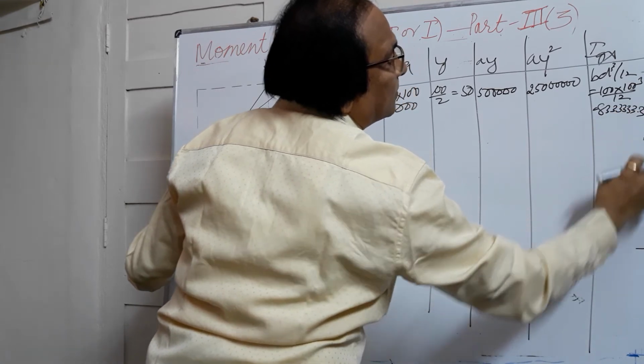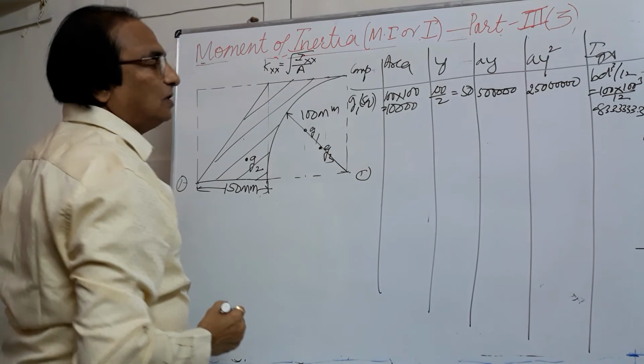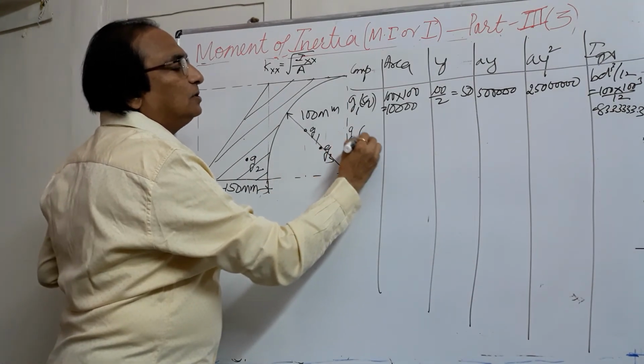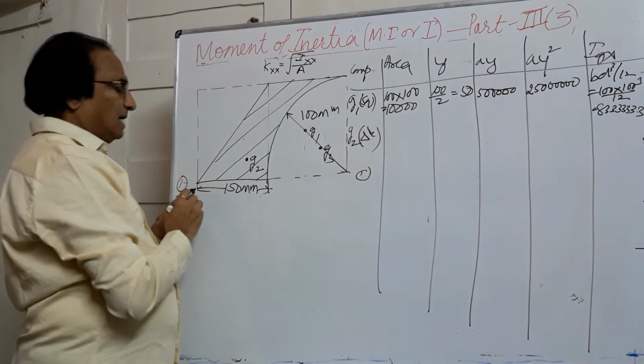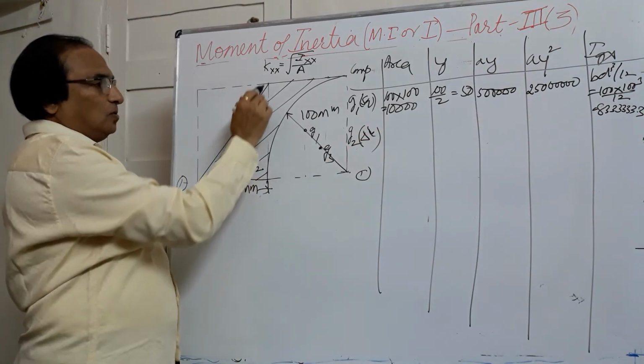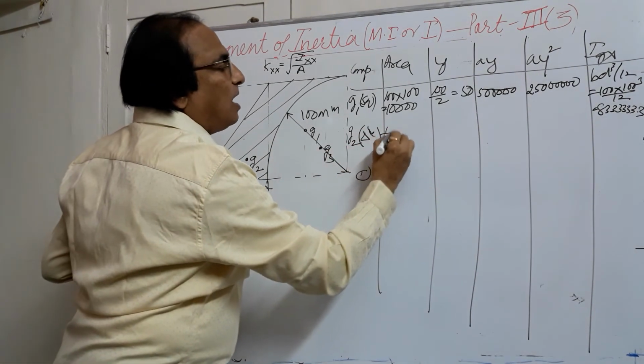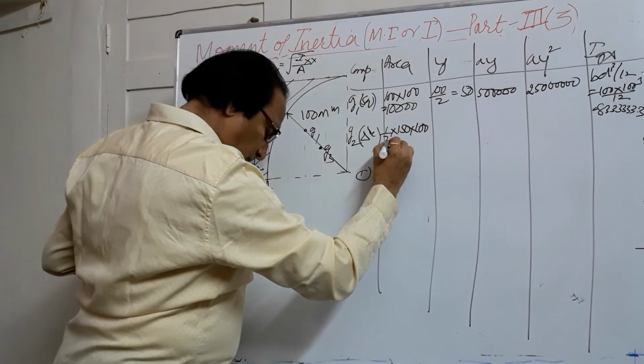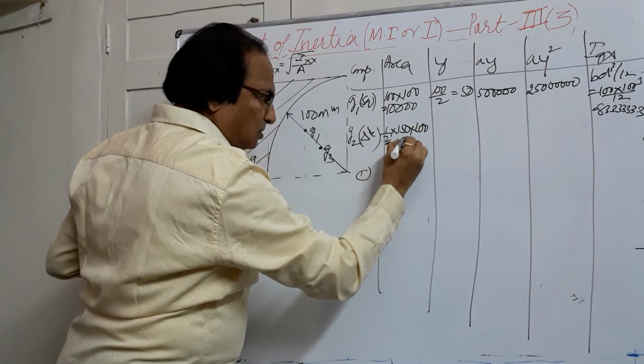833.3. So this is the moment of inertia of the square about its own axis. To this we are adding G2. G2 is a triangle. The area is half into base into height. So this will be equal to half into 150 into height 100. So this will be equal to 7500.